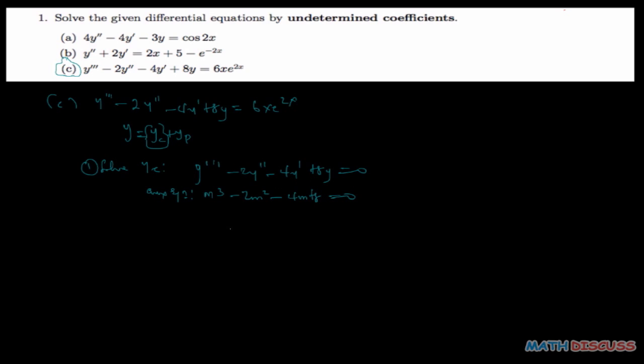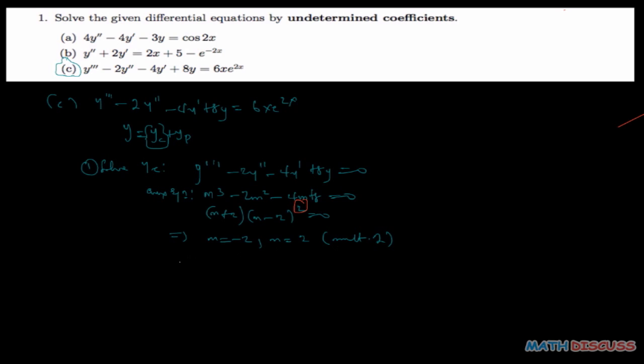When you solve this equation, you have m plus 2 times m minus 2 squared equals 0. So this implies that m equals negative 2 and m equals 2 twice, meaning the multiplicity of m equals 2 is 2. Why is the multiplicity 2? It is 2 because of the power that we have here.